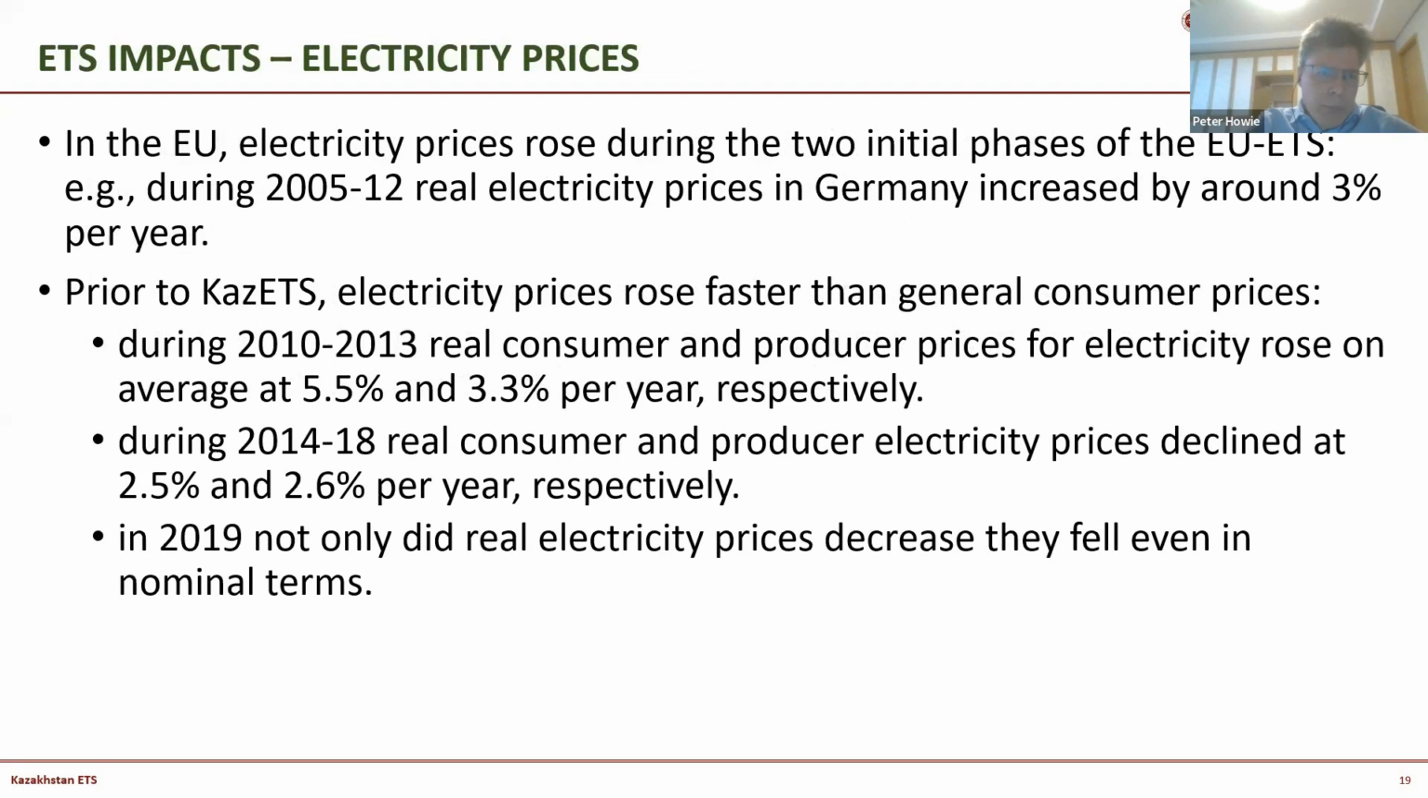So let's look at what happened with electricity prices. During 2005 to 2012, for instance, electricity prices in Germany increased by around 3% per year. Now, compare this to Kazakhstan, where during 2014 to 2018, real consumer and producer prices declined at 2.5% and 2.6% respectively. And in 2019, not only did real electricity prices decrease, they even fell in nominal terms.